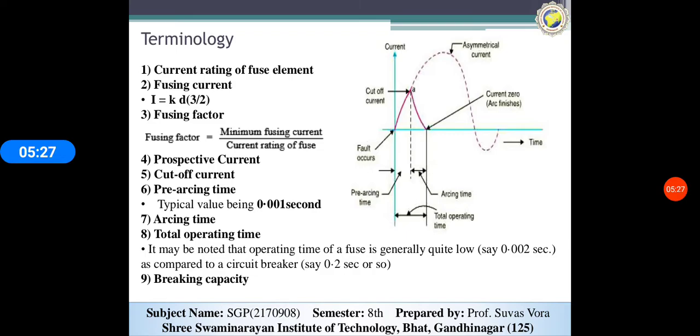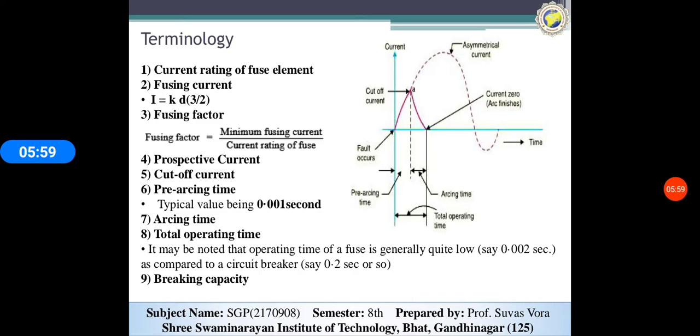Now, some terminology we can learn about the fuse. You can see the figures and different types of terminology. The first terminology is the current rating of the fuse element. What is the current rating of the fuse element? The current which the fuse element can carry without overheating. It means that no overheating will be considered in this current rating of the fuse element.